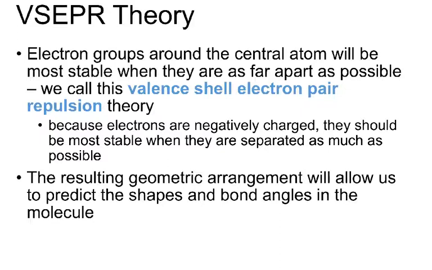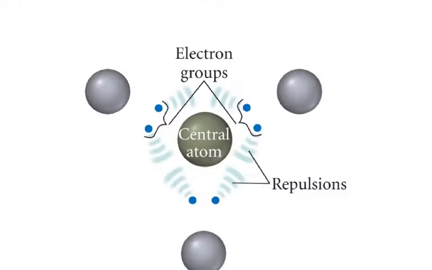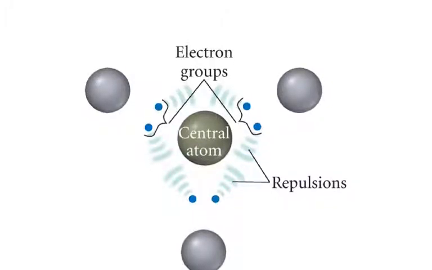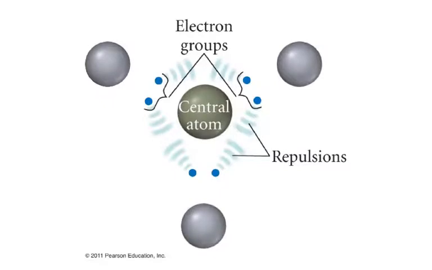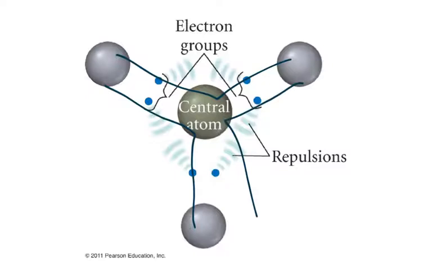So rather than drawing things flat in 2 dimensions, we're going to work in 3 dimensions and think about shapes and bond angles between atoms. So here's a picture showing what that previous slide was saying. There's a central atom with these electron groups, and the electron groups spread out as much as they can in space to allow for the largest possible bond angles.